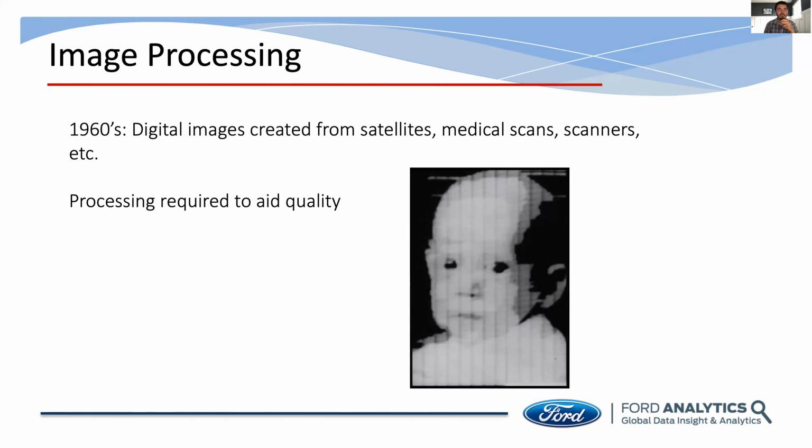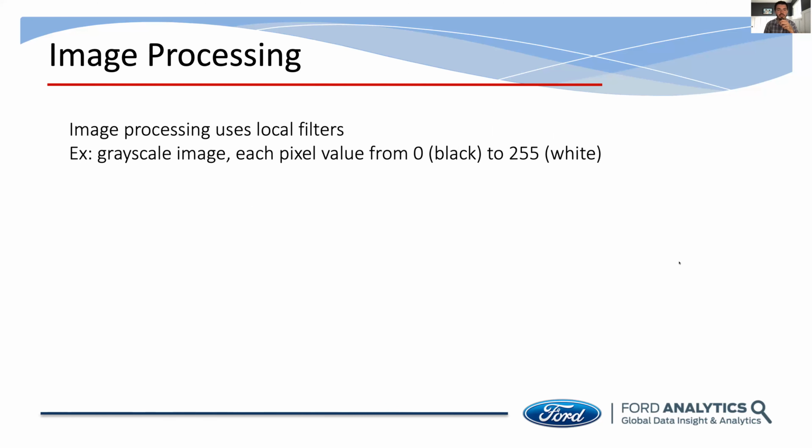So what do I mean by image processing? Here I'm talking about taking an image and processing it with a local filter. So let's just stick with grayscale images. So each pixel has a single number value from 0 to 255, going black to white.